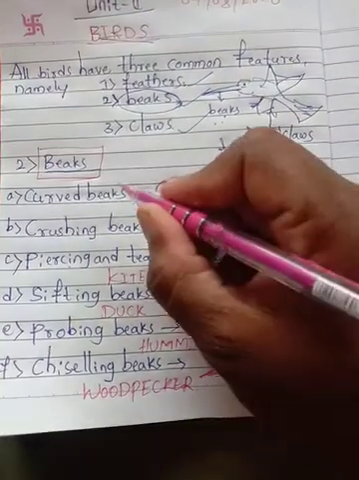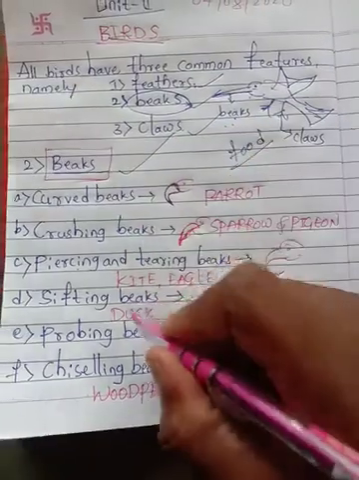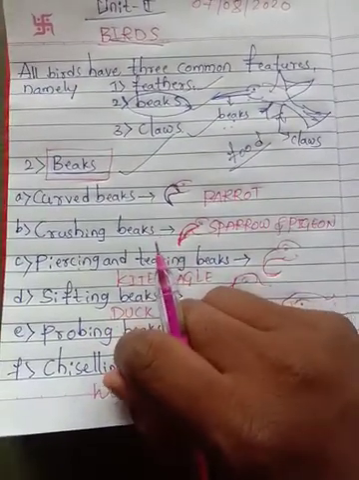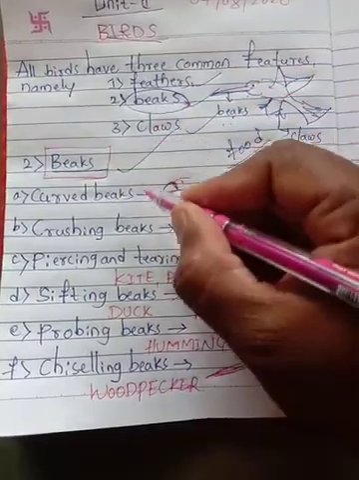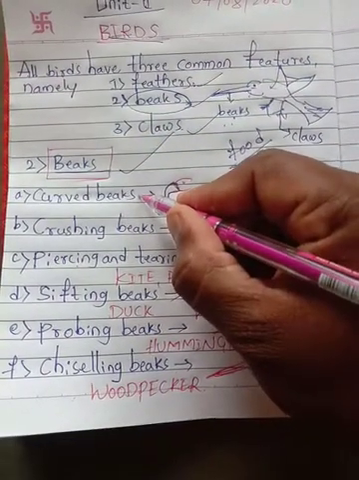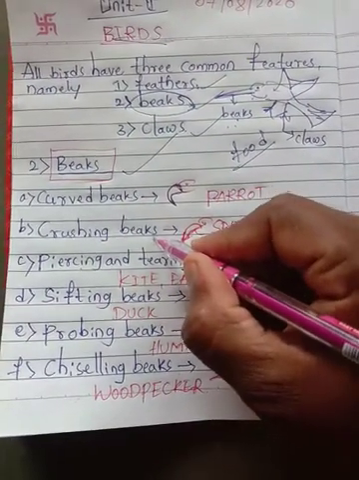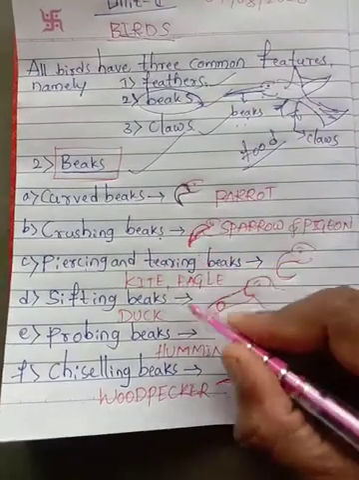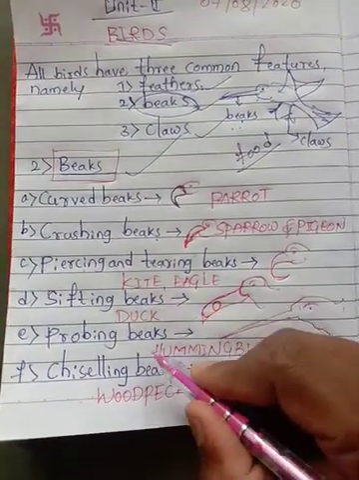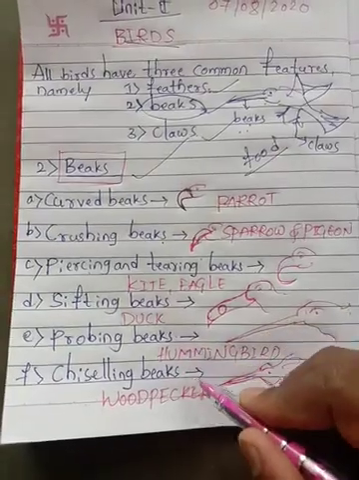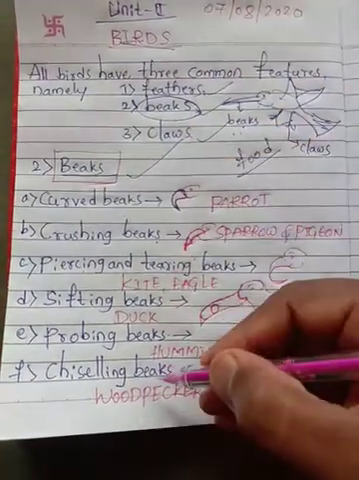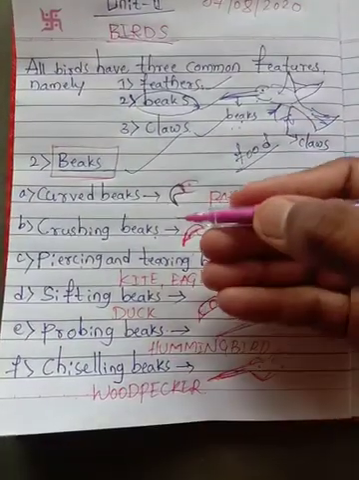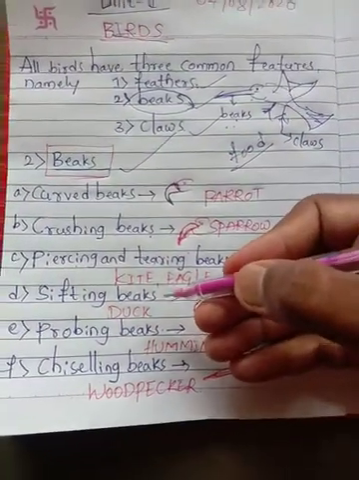Generally all birds have beaks, but do all birds have the same beaks? No, there are different types. Those are: curved beaks, crushing beaks, piercing and tearing beaks, shifting beaks, probing beaks, and last one, chiseling beaks. Now we shall study each of these beaks.